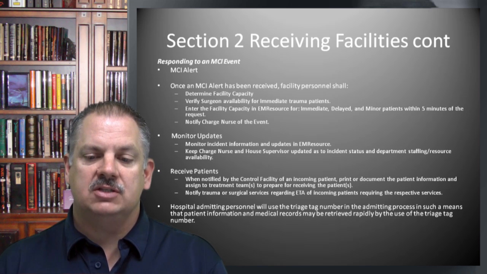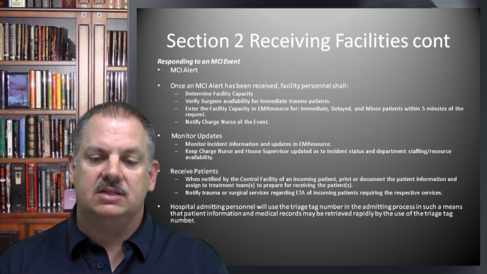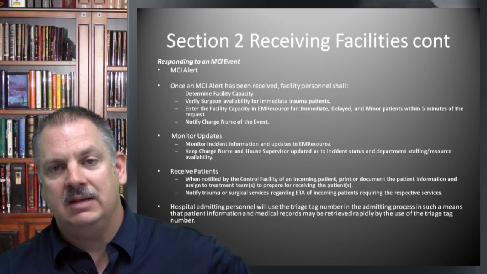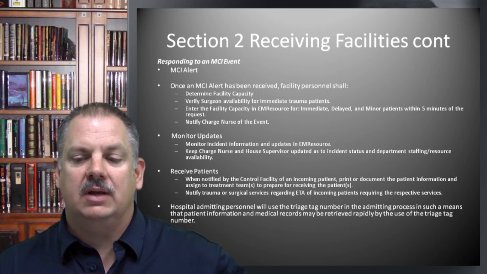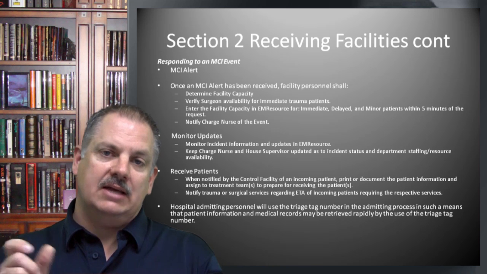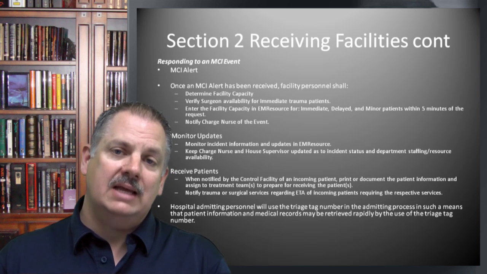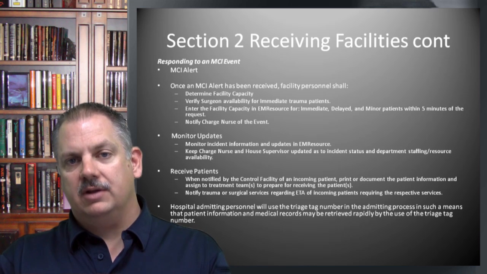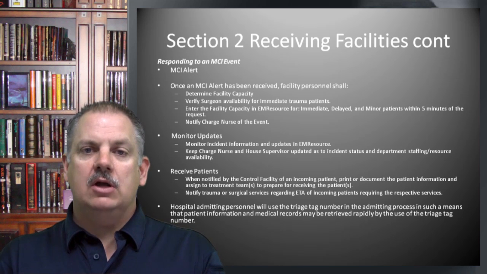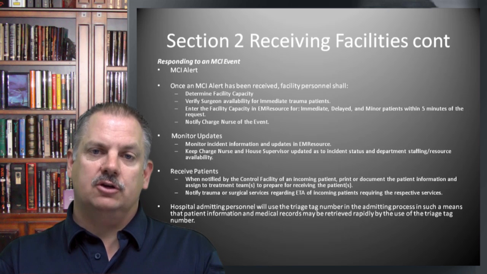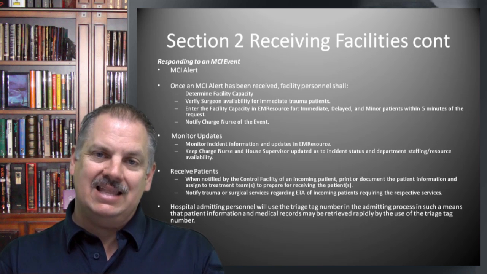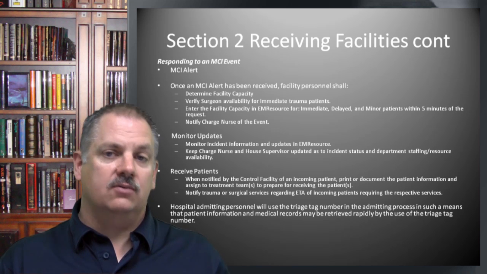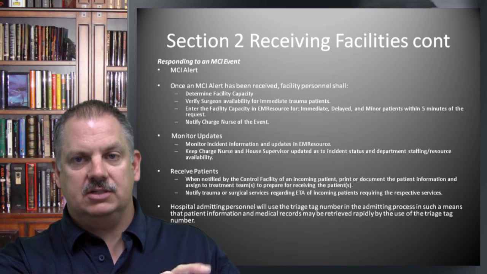And then to receive those patients, they just need to make sure that they have their teams available as these patients come in. Hospital admitting personnel should be using the triage tag number for the admitting process, which means that the patient information and medical records may be retrieved rapidly by using that triage tag number. So what we would really like to see is once that triage tag is placed on the patient at scene, that number sticks with them through their care at the receiving facility. Now, we know that the hospitals or the receiving facilities are going to want to add their own number to it, but if we can maintain that triage number, it's very helpful if we have to do follow-up with those patients, or even law enforcement follow-up, so that they can easily find those patients at the receiving facilities.